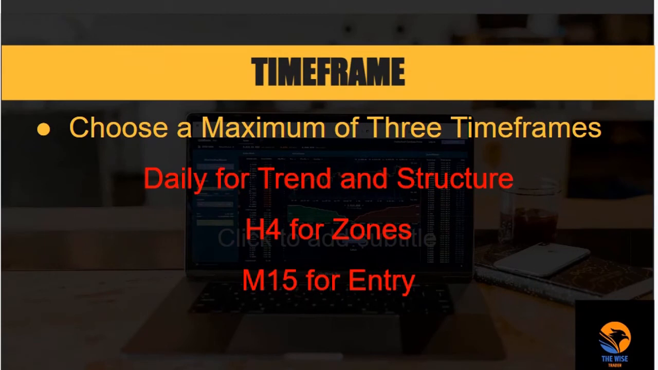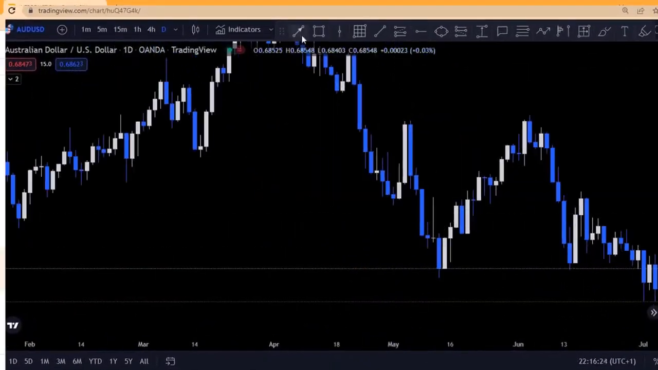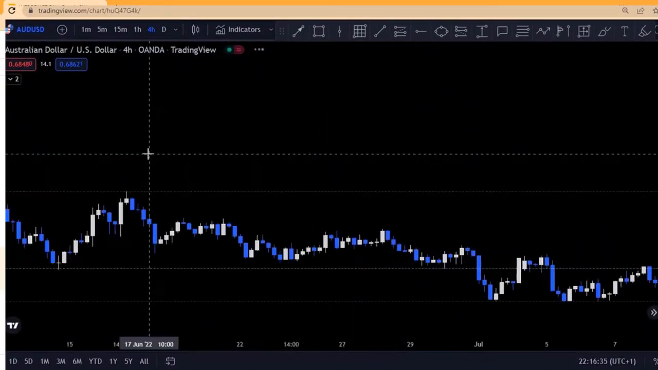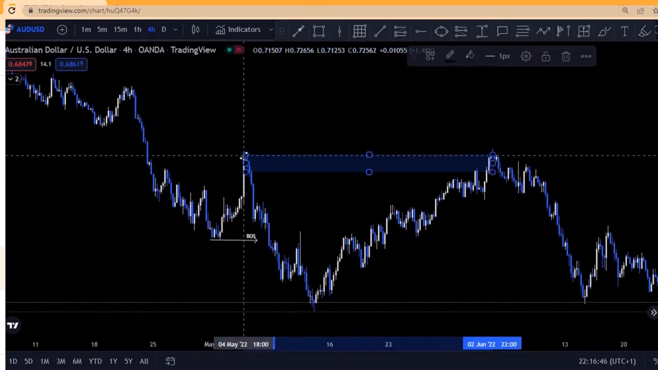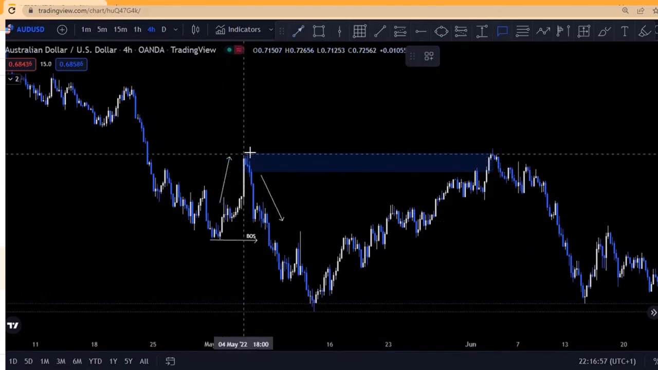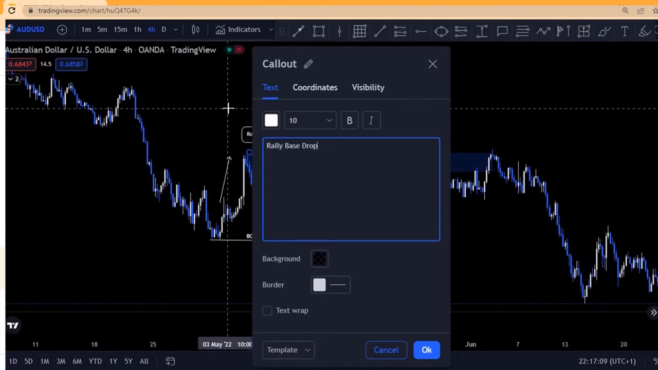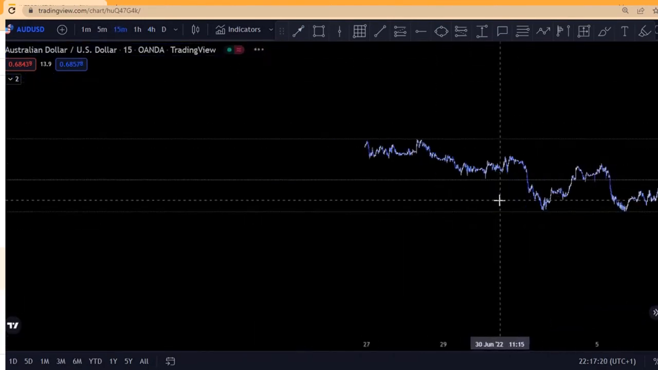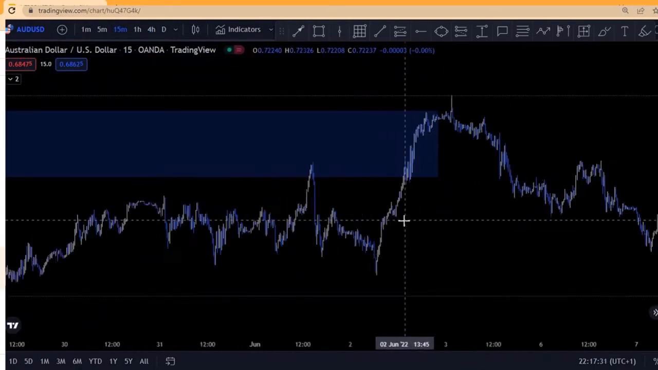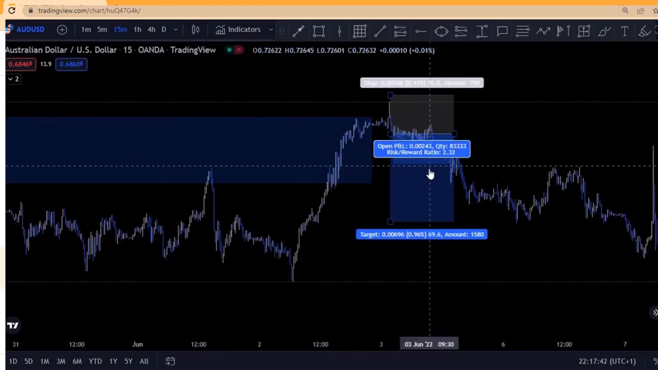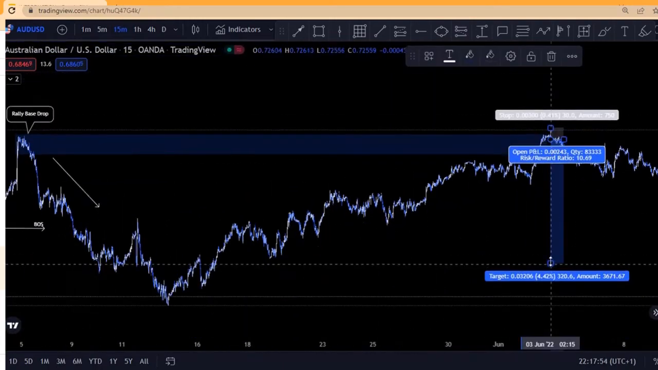So time frame, a lot of people have difficulty in selecting time frame because a lot of people pick different time frames and they are confused about the market. So what I would recommend is you just choose a maximum of 3 time frames. With experience you'll be able to deal with more time frames, but for now choose a maximum of 3 time frames and stick to it. I advise daily for trend and structure, H4, that's the 4 hour, for zones, that's picking your demand and supply zones, then 15 minutes for entry. So just stick to 3 time frames and it will do for you.